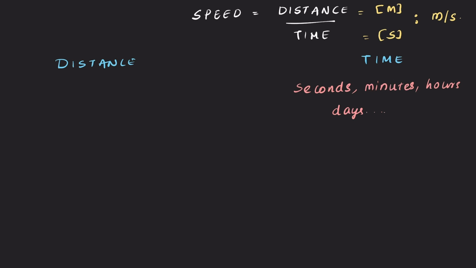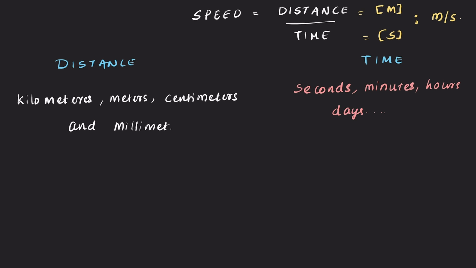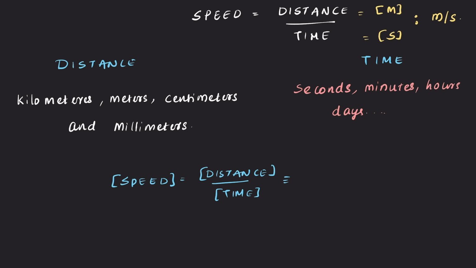If you had to measure the distance between Kashmir and Kanyakumari, we would not use centimeters or even meters, right? You would use kilometers because that's a much bigger unit. So what are the common units of distance? Kilometers, meters, centimeters, and millimeters. And since speed is derived from distance and time, its unit changes depending on which unit we choose. For example, kilometer per second, meter per second, kilometer per hour.